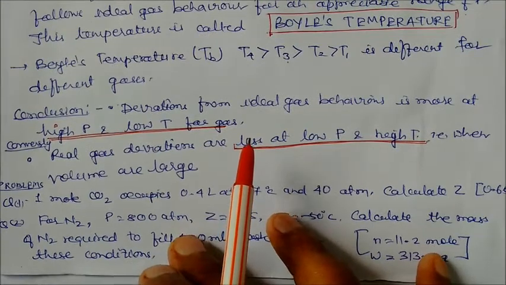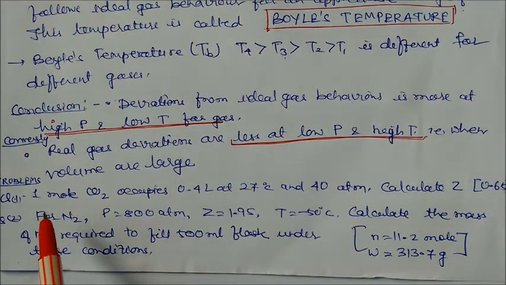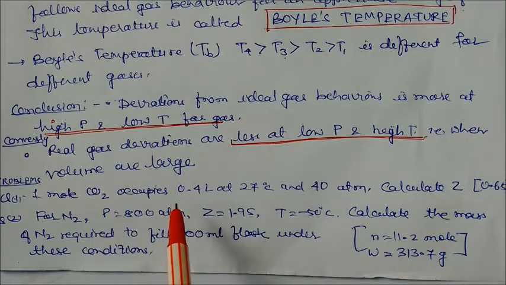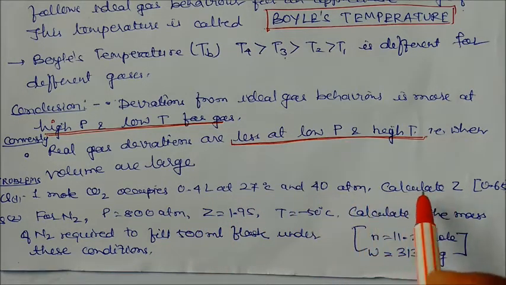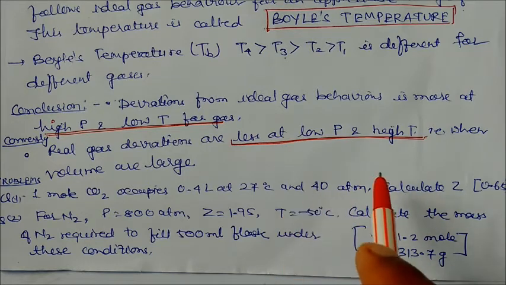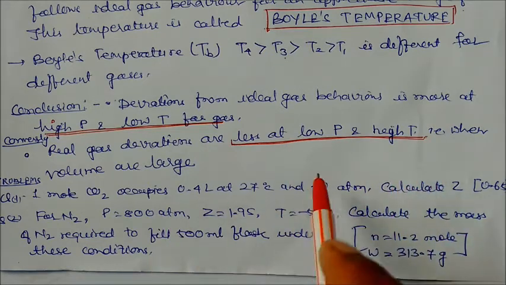Now there are some problems that you can solve by yourself. 1 mole of carbon dioxide occupies 0.4 liter at 27 degrees centigrade and 40 atmospheric pressure. Calculate Z. Use the formula Z equals PV by nRT, and you will get the answer.